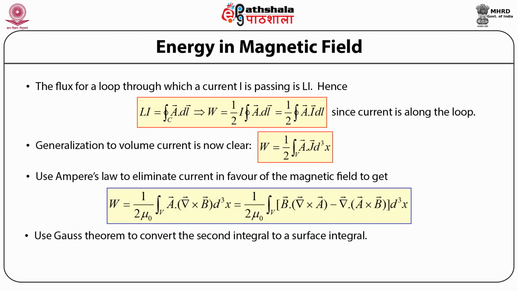Now in the above expression, we use Gauss's divergence theorem on the second term on the right hand side of the expression to convert it from the present volume integral into a surface integral.